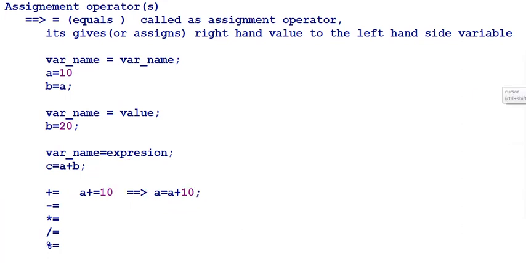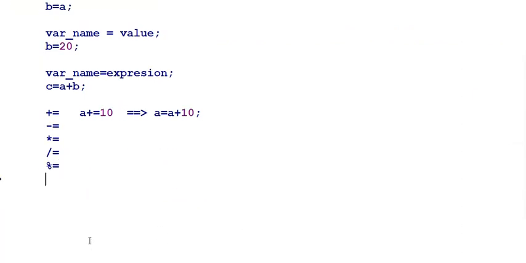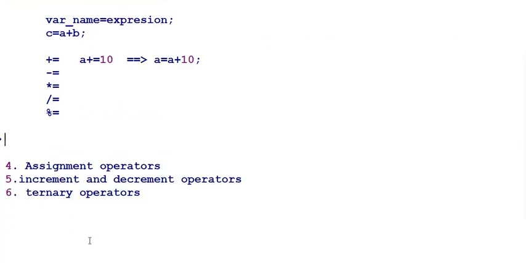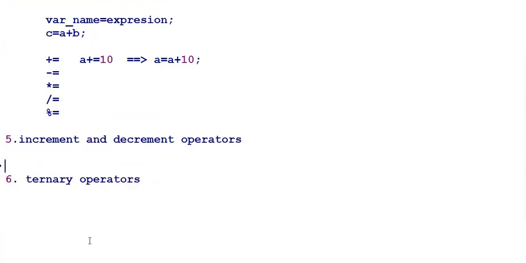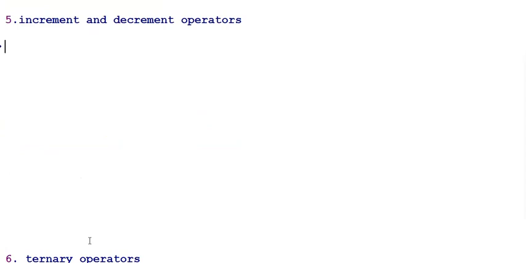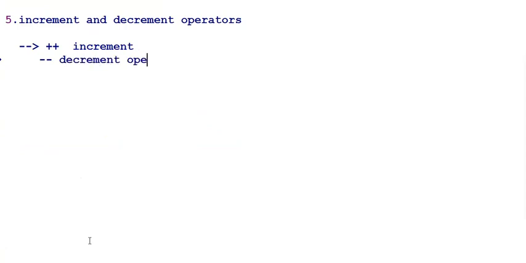Now the next operators are the increment and decrement operators. Increment and decrement operators are very easy. They are also called unary operators, because they work with a single operand. So plus plus is called the increment operator, and minus minus is called the decrement operator.